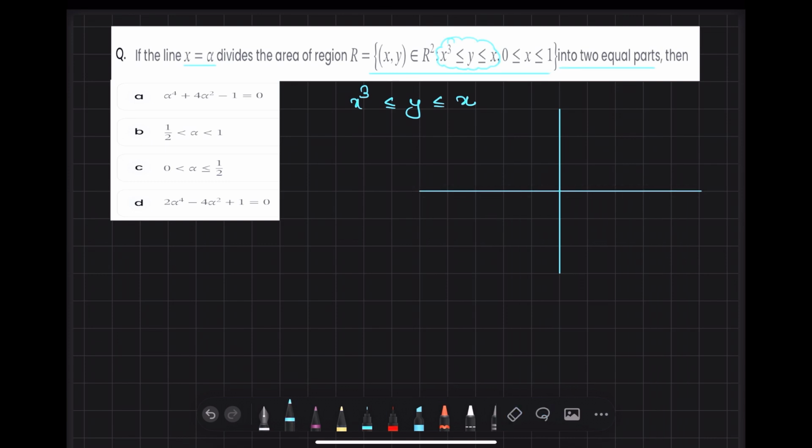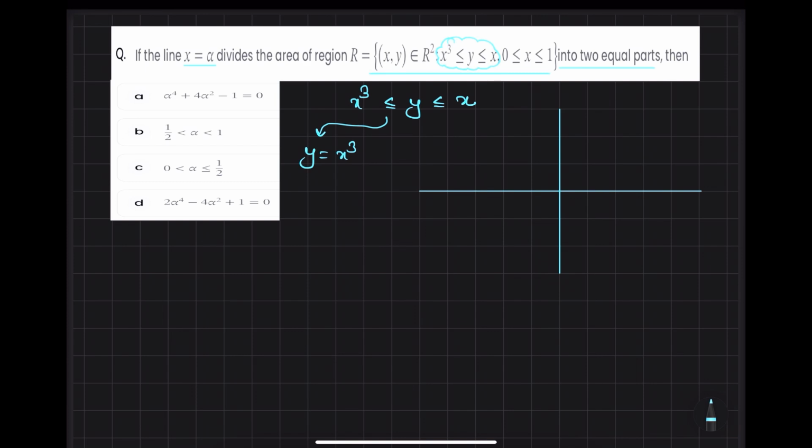Okay, so look here. Because of this, can I write y equals x cube? Now we will try to draw the graph of x cube, and we have to draw it in the given range, 0 to 1. At 0 the graph will be 0, and at 1 the graph will be 1. It will go this way. So this is my point.